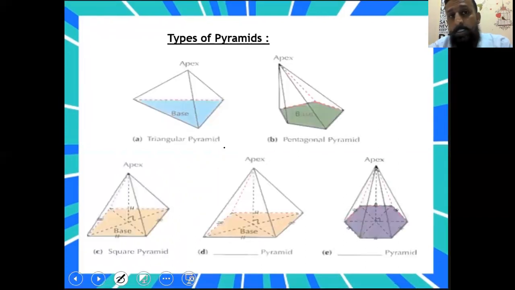All right, boys and girls, different types of pyramids. Again, I'm repeating, a pyramid is named with its base, right?